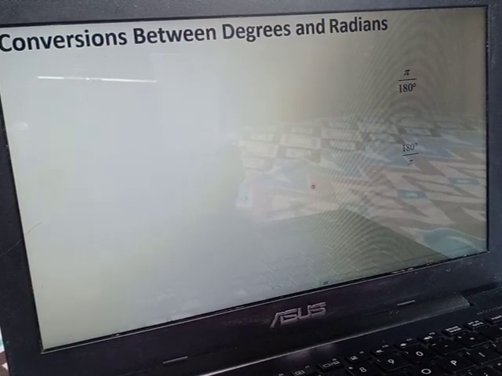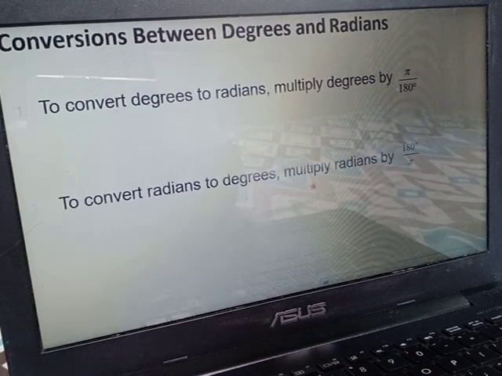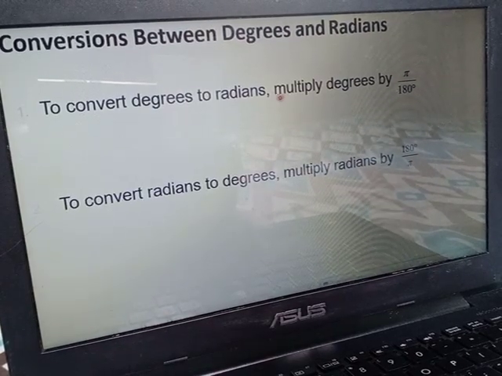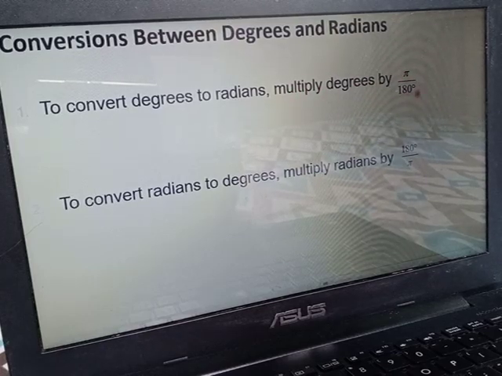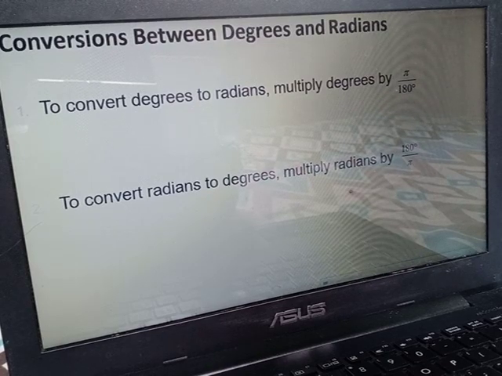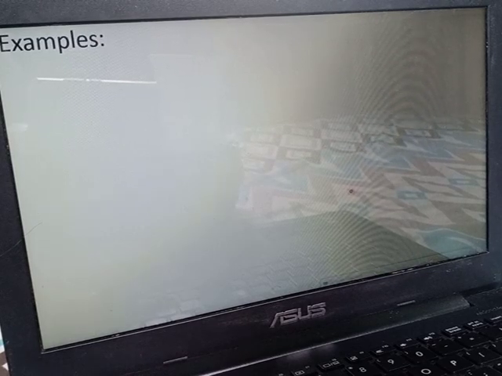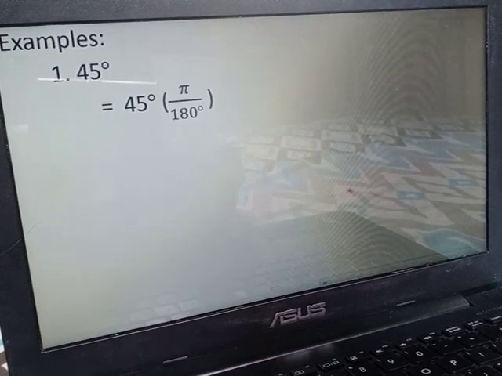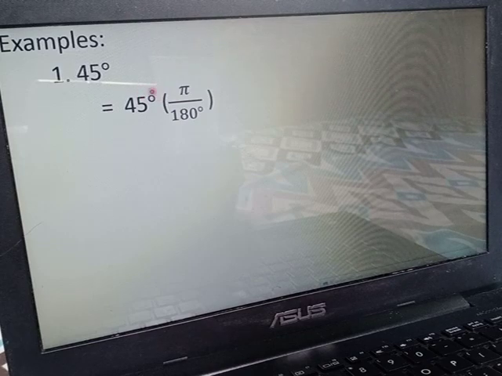Okay, let's have conversion between degrees and radians. Our formula to convert degrees to radians is to multiply degrees by pi over 180 degrees. And to convert radians to degrees, multiply radians by 180 degrees over pi. Here is an example: 45 degrees. Don't be confused. In converting degrees to radians, it is important that your degree unit is also in the denominator so that you can cancel it. So we have 45 multiplied by pi over 180.